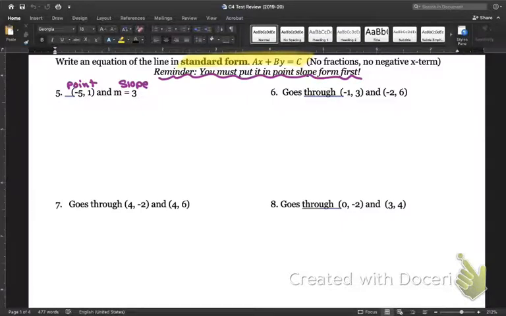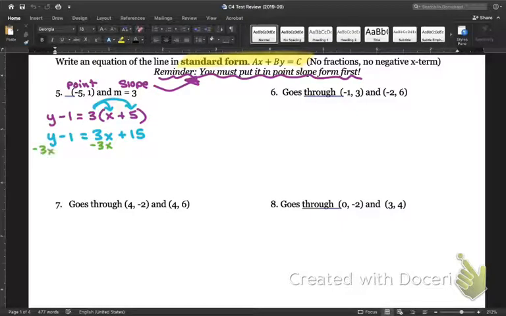So here's our reminder. We need to put it into point slope form. We have everything we need for point slope form. Boom, there it is. So now if I want it to look like standard form, I need, first of all, no parentheses. So let's go ahead and distribute that 3. And then I also need my x and y on the left-hand side and all my constants combined on the right. So that means I'm going to move my x term to the left by subtracting it. I'm going to move that -1 to the right of the equation by adding it. So I end up with -3x with a positive y on the left and a positive 16 on the right.